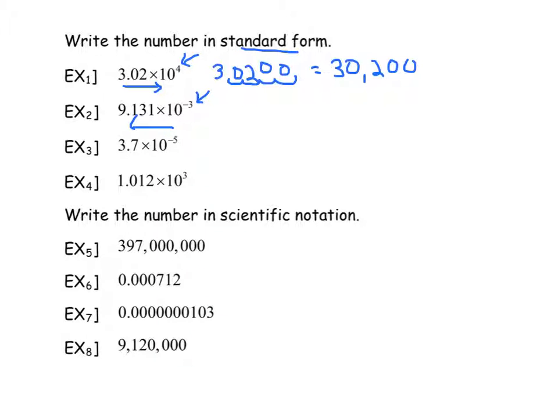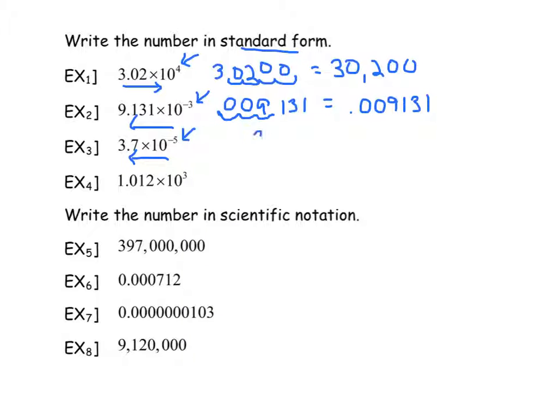This second problem, I have a negative exponent here, and that's telling me to move the decimal 3 places to the left this time. So I have 9.131, and I'm going to move the decimal 3 places to the left. So 1, 2, 3, and then I add 2 zeros there. So this number is equal to 0.009131.